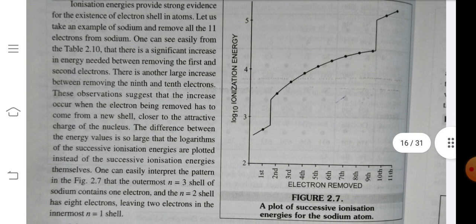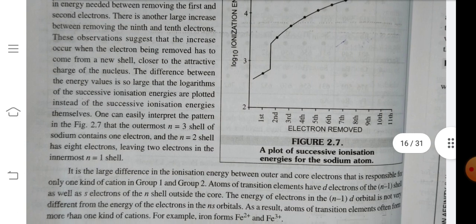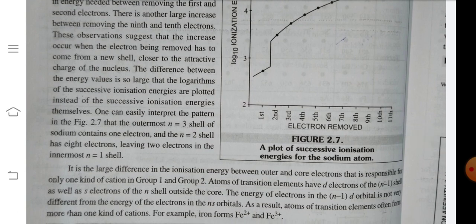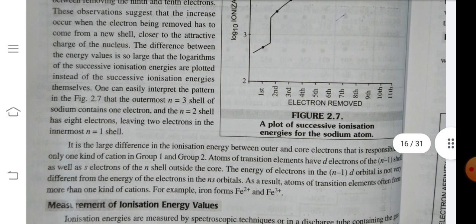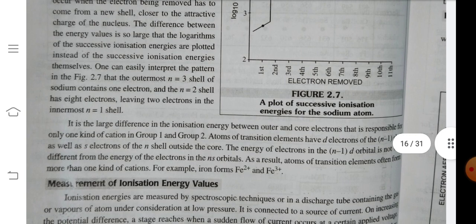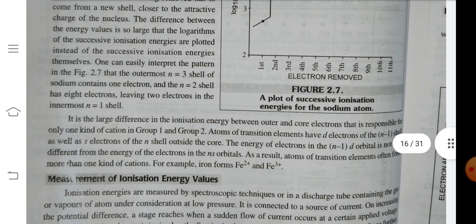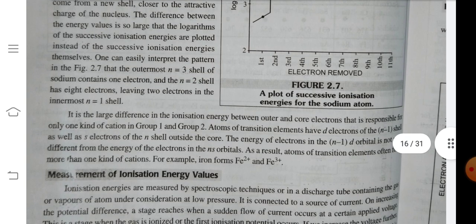Let us take an example of sodium and remove all the 11 electrons from the sodium. One can see clearly that there is a significant increase in the energy needed between removing the first and second electrons. There is another large increase between removing the 9th and 10th electrons. These observations suggest that the increase occurs when the electron being removed has to come from a new shell closer to the attractive charge of the nucleus. The difference between the energy values is so large that the logarithms of the successive ionization energies are plotted instead of successive ionization energies themselves.